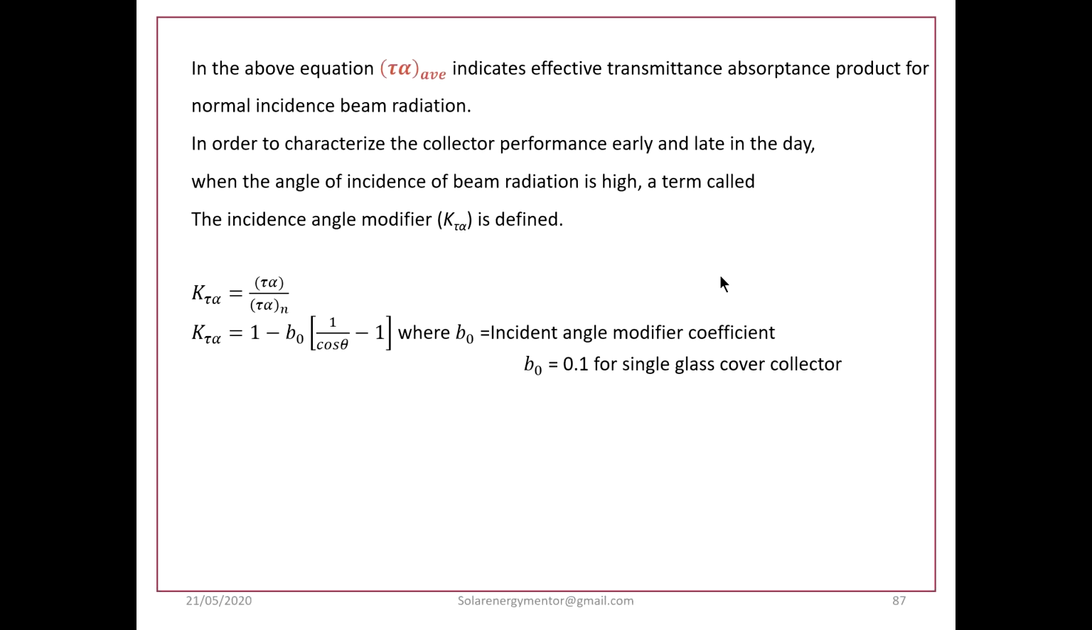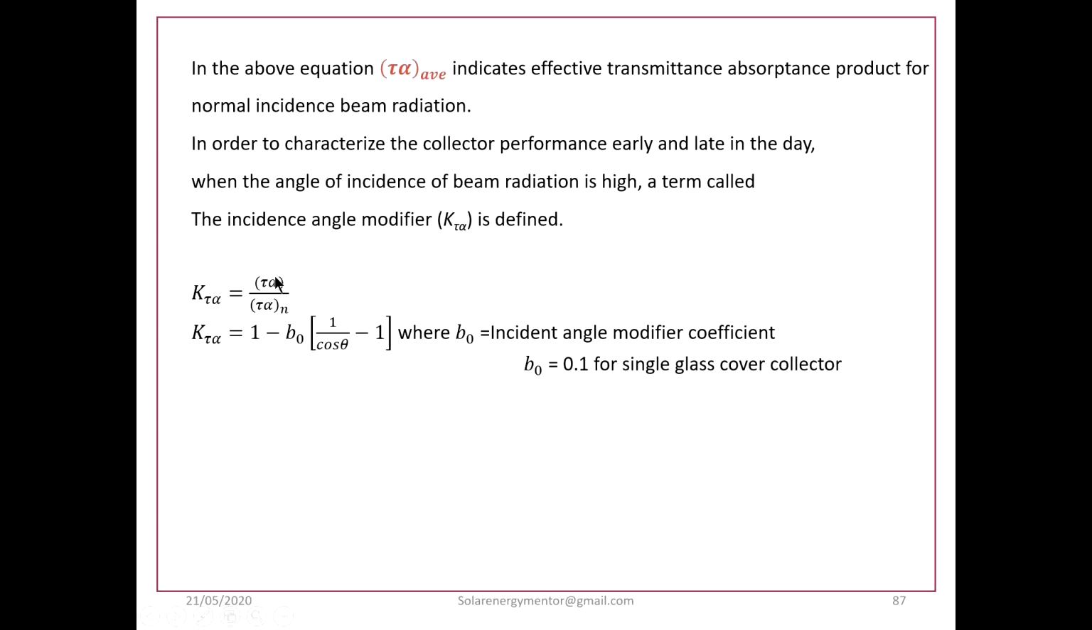Indian standards prescribe to undertake the testing of the collector at different incidence angles, from say 15 degrees, 30 degrees, 45 degrees, 60 degrees, apart from 0 to 15. In order to characterize the collector performance early and late in the day, when the angle of incidence of the beam is high, a term called the incidence angle modifier, K tau alpha, is defined. K tau alpha is defined as the ratio of the transmittance-absorptance product at any incidence angle, that is tau alpha, to the transmittance-absorptance product at normal incidence. So this value we have, this value we don't have.